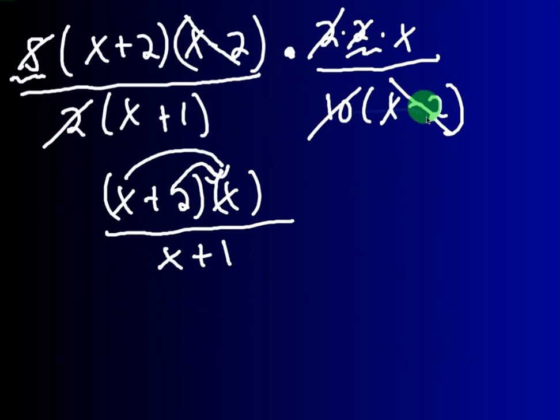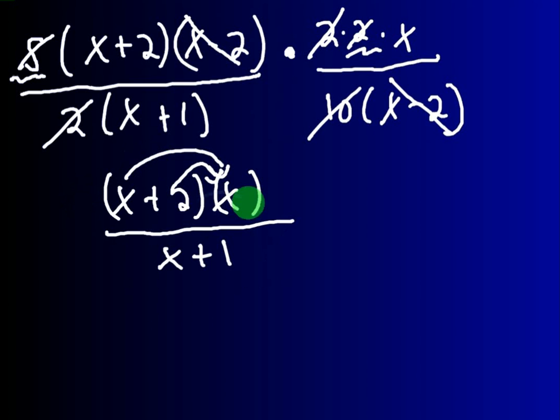However, these x minus 2's will cancel. And so that actually leaves us with x plus 2 and x on top, and then x plus 1 on bottom. Okay, here's the thing. Depends on your teacher, depends on the curriculum. This might be your final answer: x plus 2 times x over x plus 1. Or you could even put the x out front.